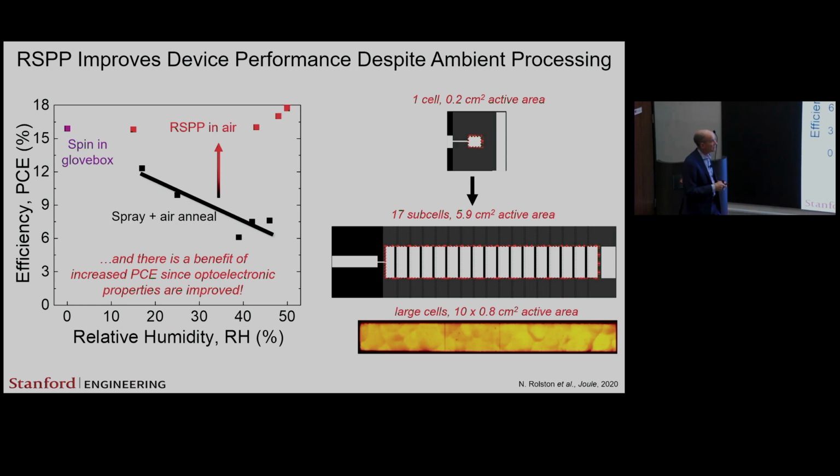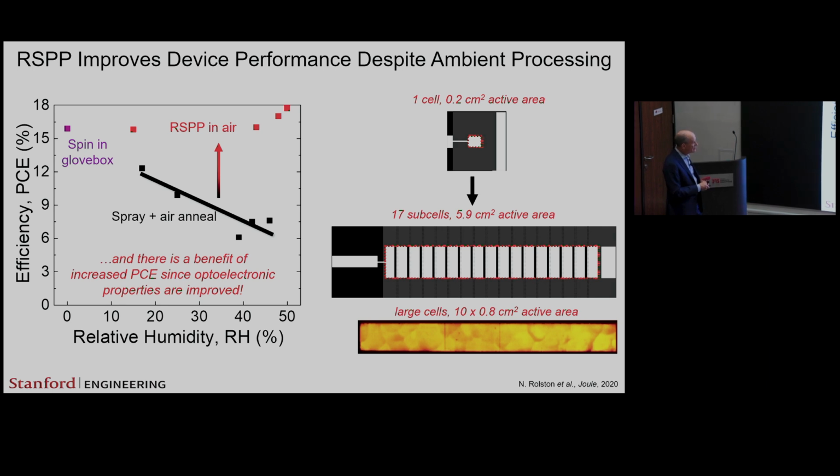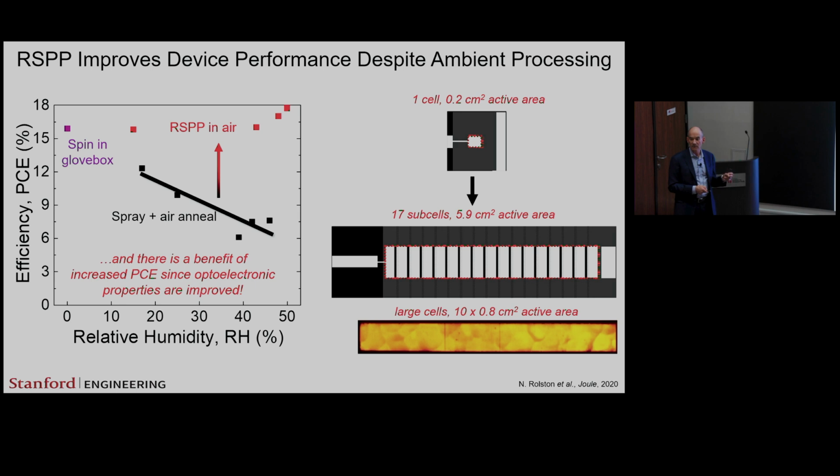0.15 centimeters, for example. So this is already a slightly larger cell, but here we're getting into the typical size that we like to make to do most of our work. And one of the interesting things that we found with this processing is that it's relatively insensitive to the relative humidity of the air environment.